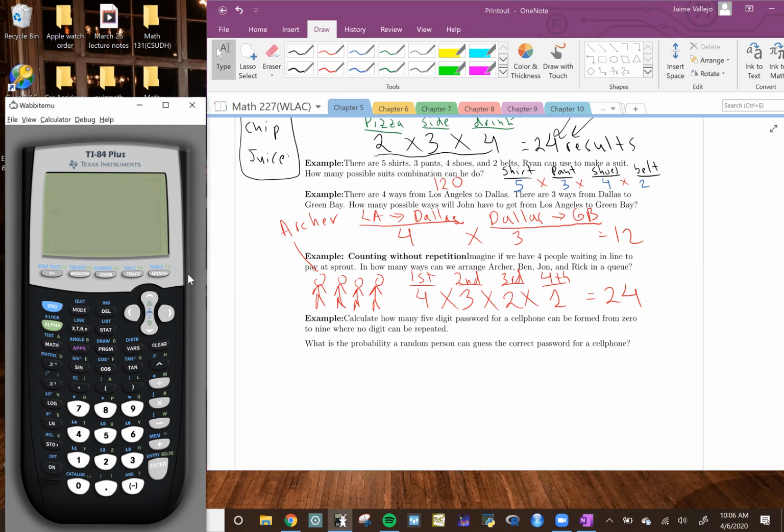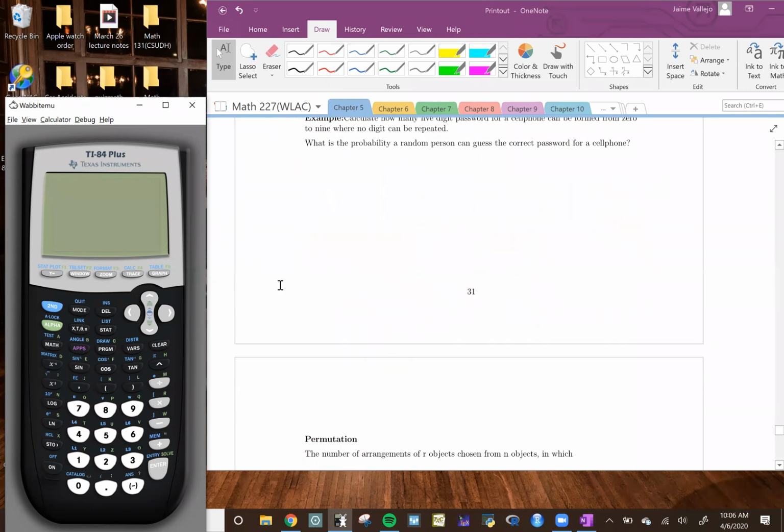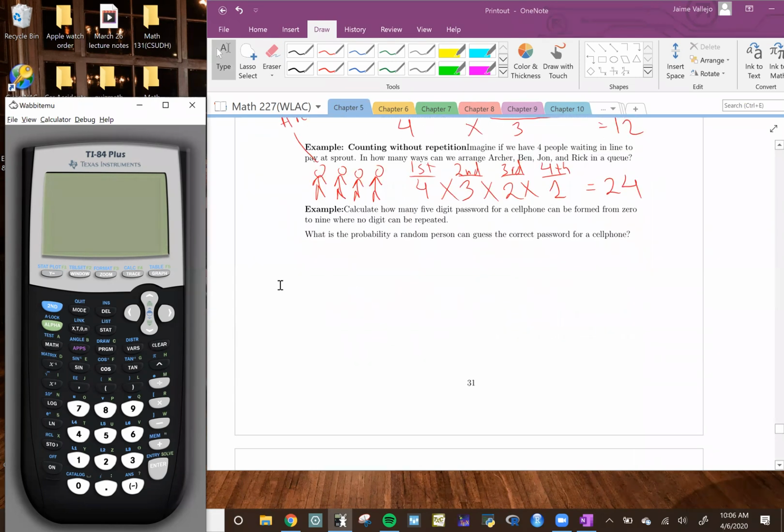All right. And that's how you do that last problem. Any question for that last problem? Nice. All right, sweet. So let's do the next one. I think then we're gonna get into permutation. So for this one it says, calculate how many 5-digit passwords for a cell phone can be formed from 0 to 9 where no digit can be repeated.